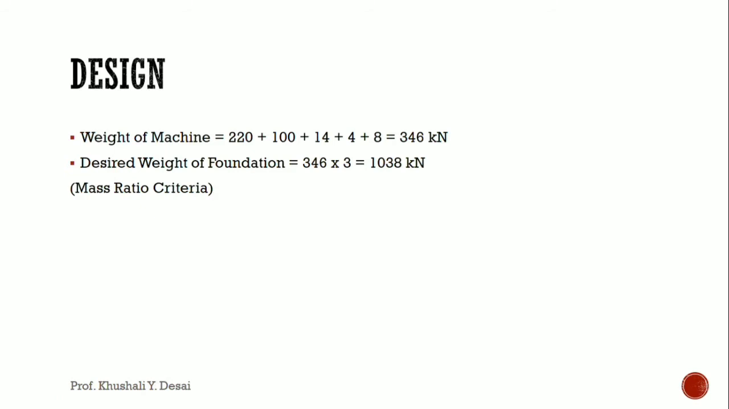To start with the design, the weight of machine is given as 220 of compressor, 100 of motor, 14 plus 4 of rotor and pedestal, 8 of gearbox. So net weight of machine is 346 kilonewton. The desired weight of foundation as per the mass ratio criteria as discussed in the first lecture should be more than 3 times the machine. So at least 3 into 346, that is 1038 kilonewton, is required for the foundation.